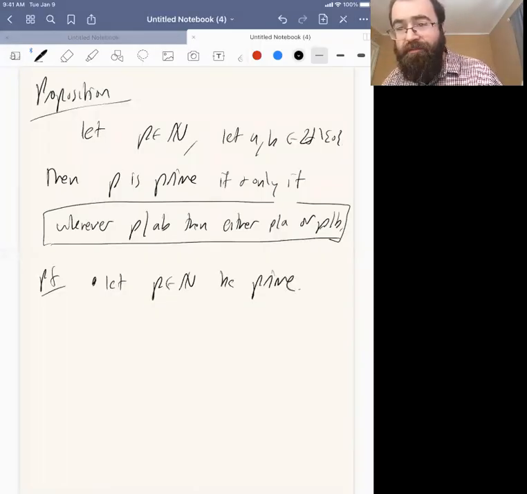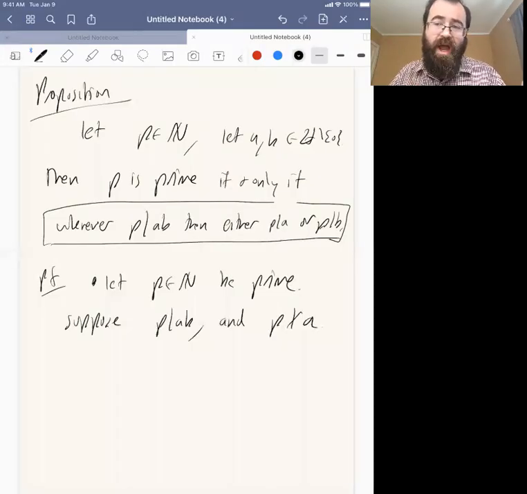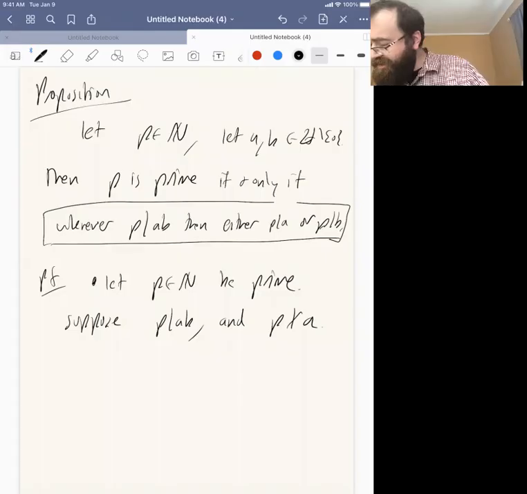Now suppose that P divides AB. We want to show that if it doesn't divide one, it doesn't divide the other one. So suppose P divides AB and that P does not divide A. Then we have to show that it does divide B. It works the same way: if P didn't divide B, we'd have to show it doesn't divide A, but I'll just pick one. So suppose P divides AB and P doesn't divide A.